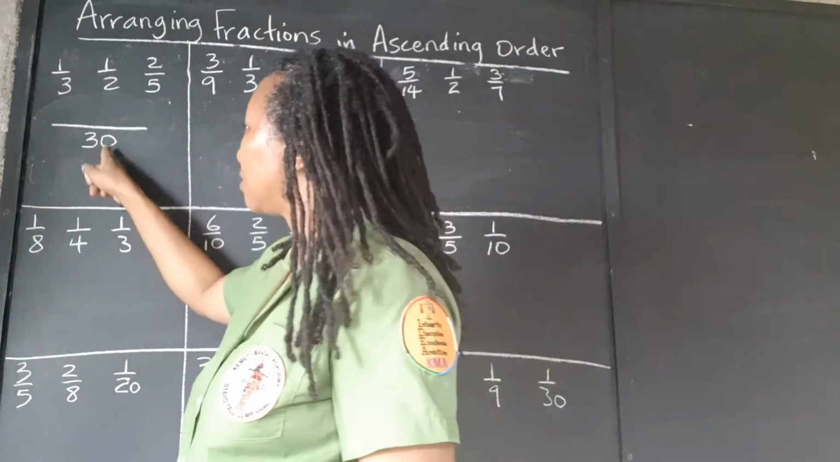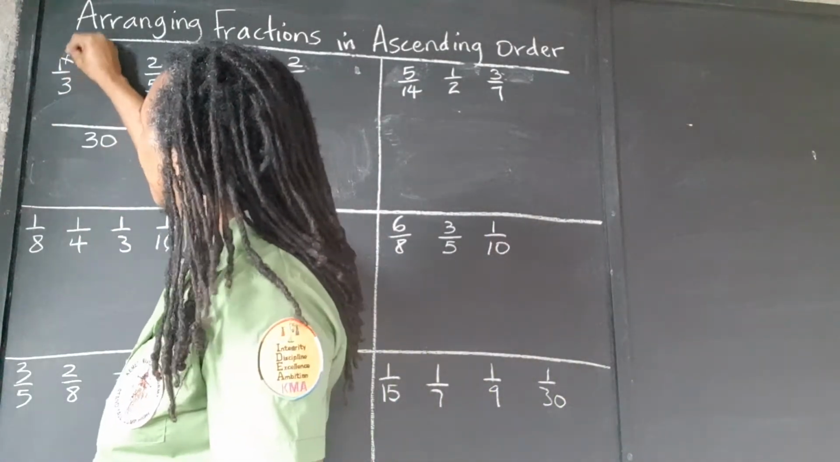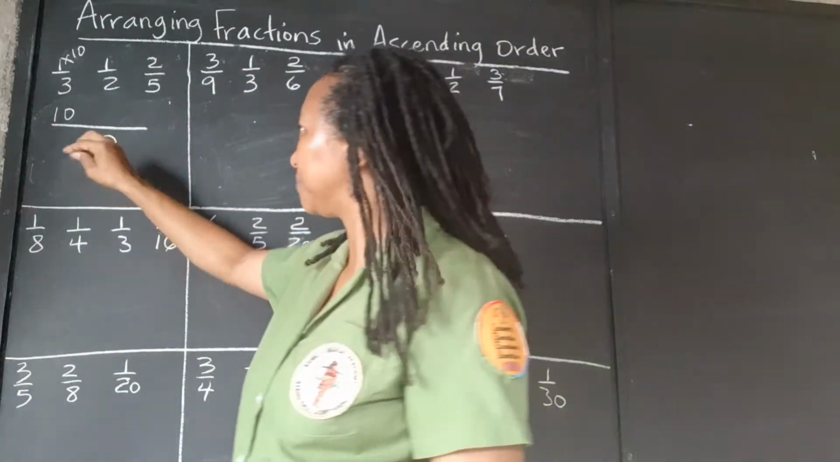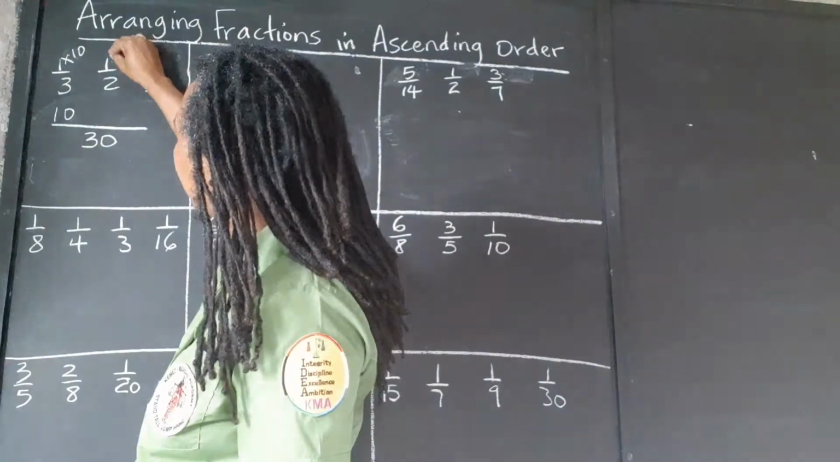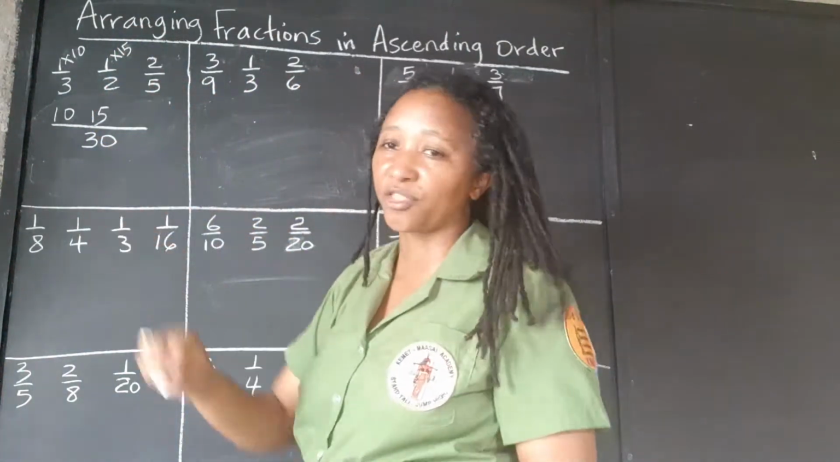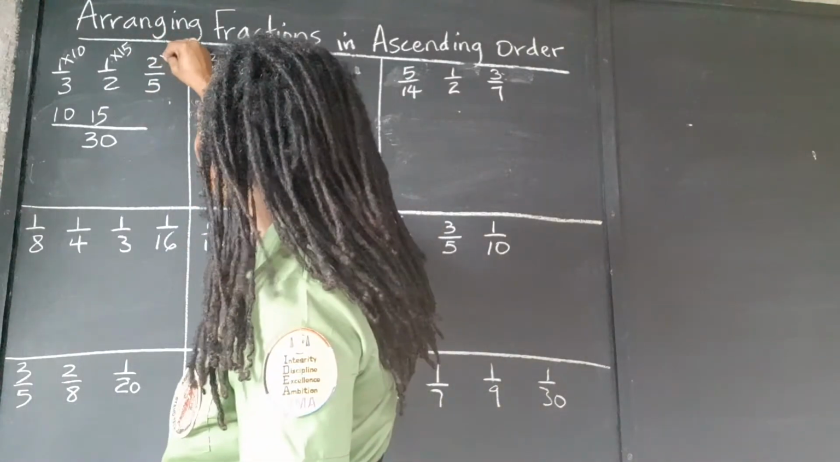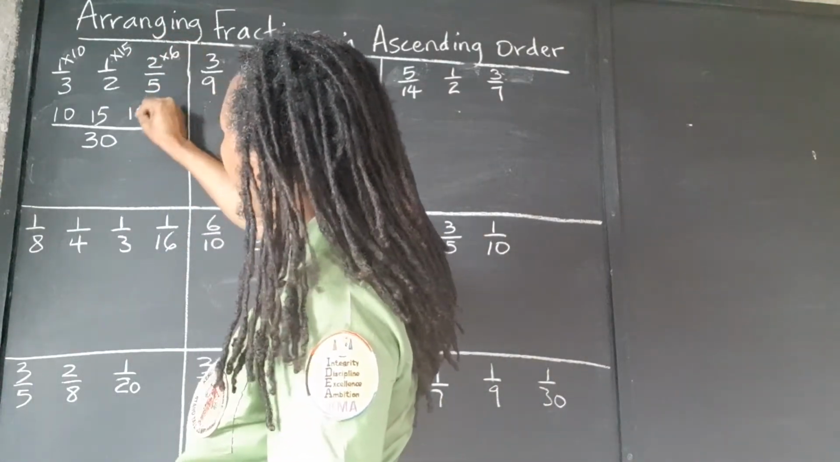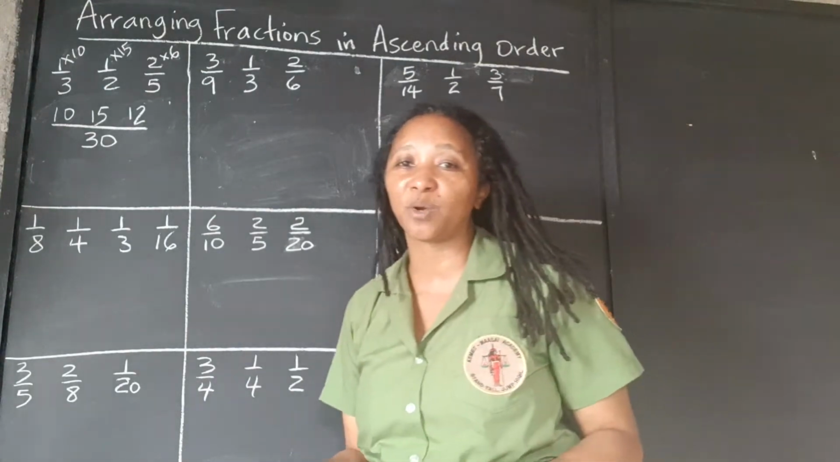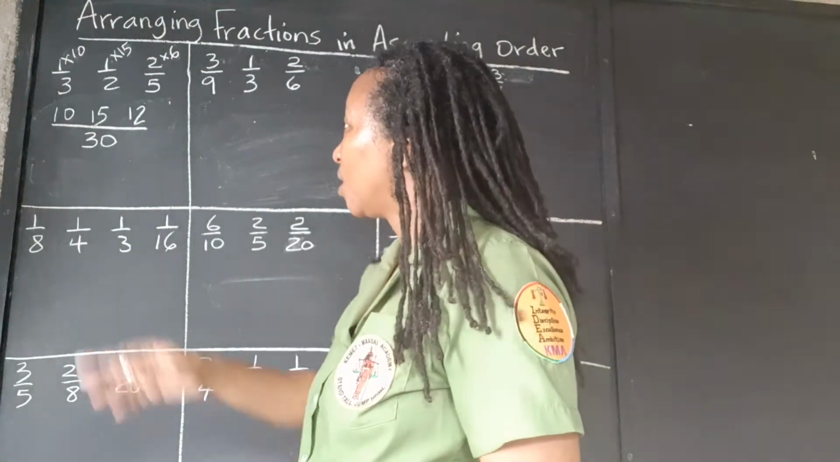So 3 goes into 30 10 times. 1 times 10 is 10. 2 goes into 30 15 times. 1 times 15, 15. 5 goes into 30 6 times. 2 times 6 gives 12. So now we are to compare. We have created some equivalent fractions here.